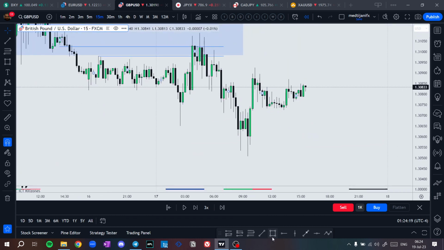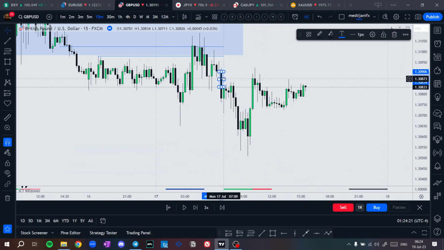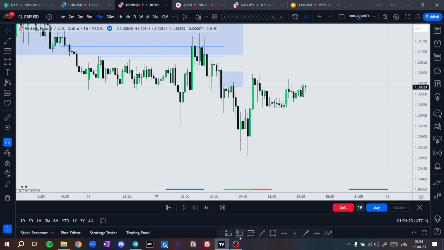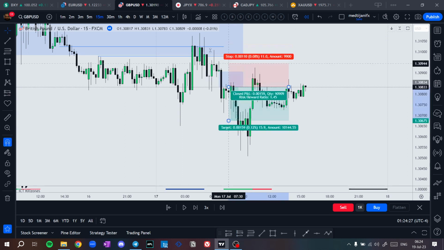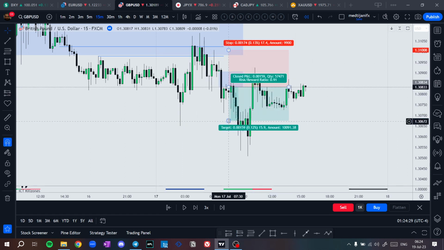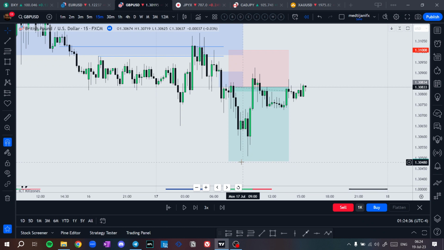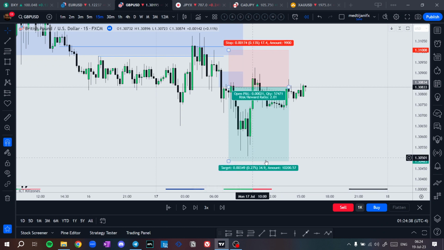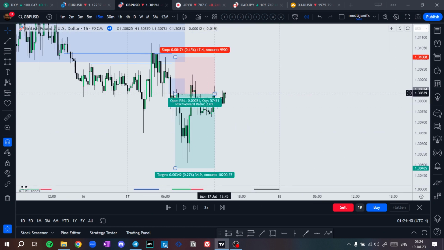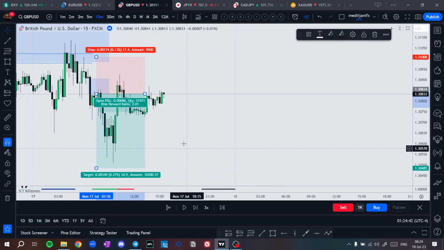Then price, like I told you, has filled this fair value gap right here. I had my entry just at the open of the fair value gap with stop loss here. And I had 1 to 2 here. So if you see, price was so close to my TP, but price then reverses on me.